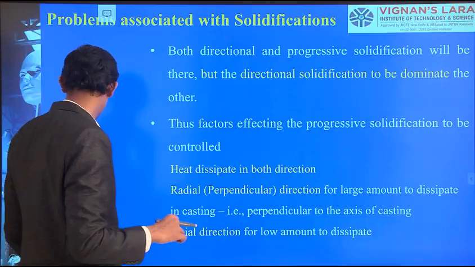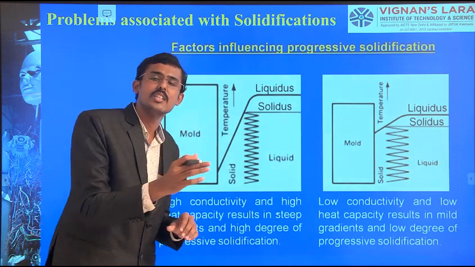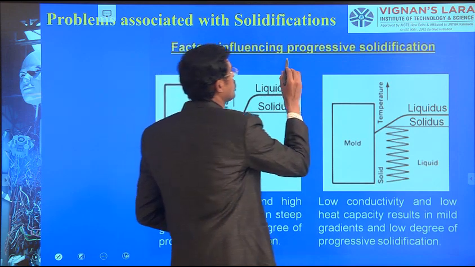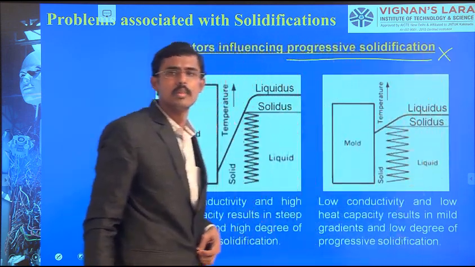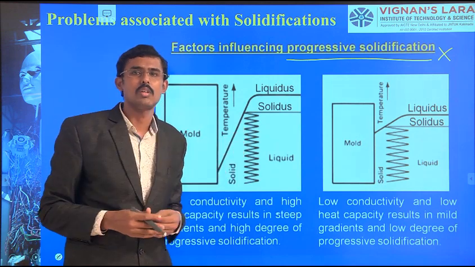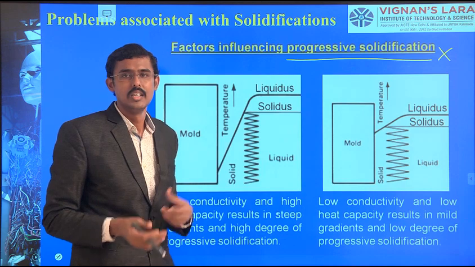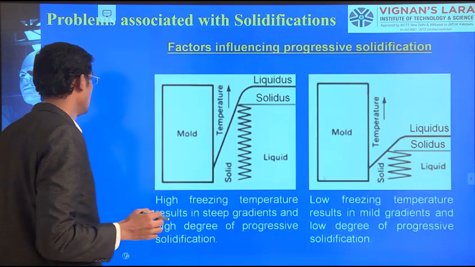So I am coming to the factors influencing progressive solidification. We understand progressive solidification should not happen. So what are the points by which we can stop progressive solidification and activate directional solidification? Directional, we know it should go in this way.